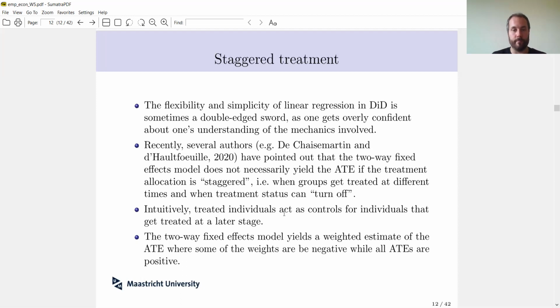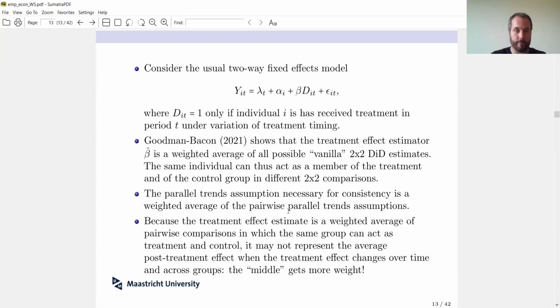For instance, the weights can be negative, and moreover, what is concerning is that some groups have a larger weight than other groups. So the ATE that you get, the estimate that you get, is not necessarily a representation of the average effect post-treatment. Okay, so again, we have this model here, two-way fixed effects. And the dummy is 1 if individual i has received treatment in period t. And of course, a certain individual may receive treatment in period 2 or 5 or 7, right? Maybe completely different across individuals.